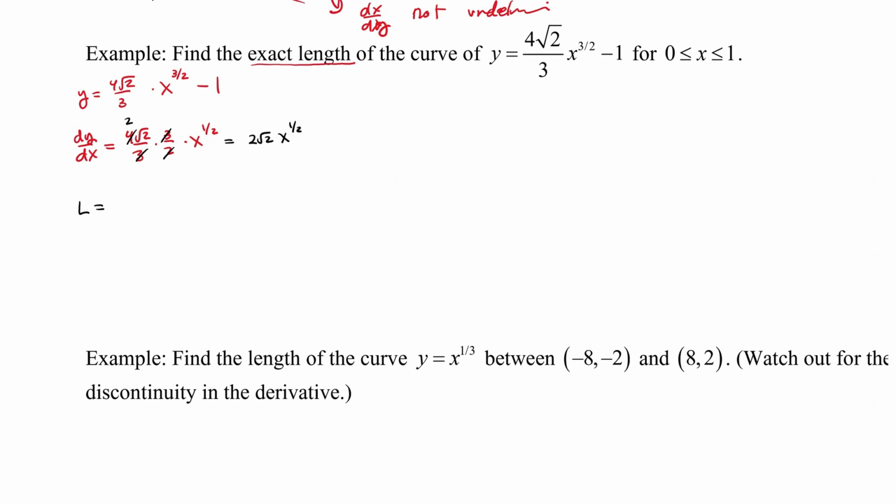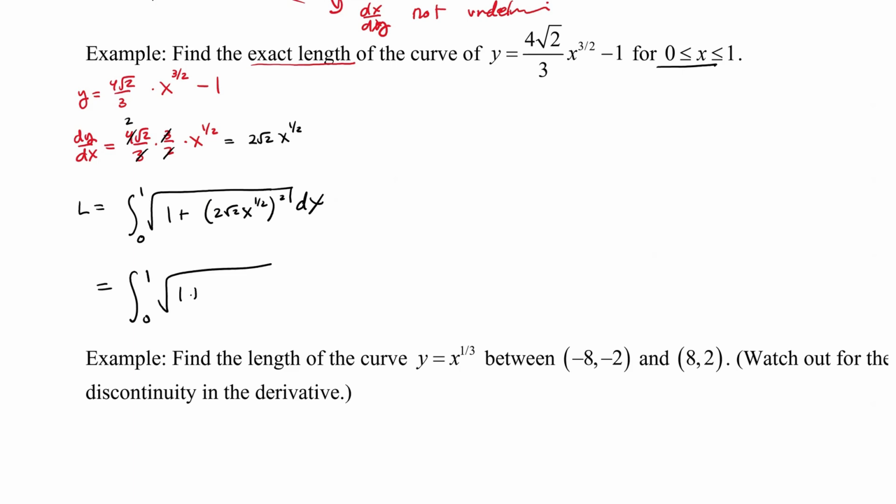And it does. The arc length from 0 to 1 is the integral of the square root of 1 plus (2 root 2 x to the 1/2) squared dx, or the integral from 0 to 1 of the square root of 1 plus, and I believe the square of 2 root 2 is 8, x dx. Okay, well, this looks like a candidate for a u substitution. u is 1 plus 8x. du, therefore, is 8 dx. Therefore, 1/8 du is equal to dx.